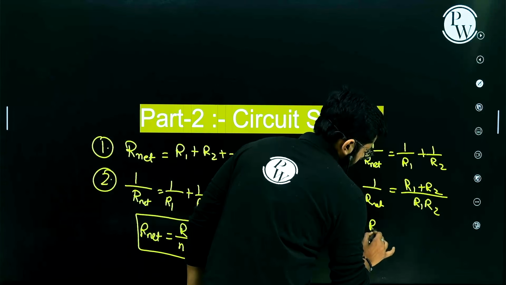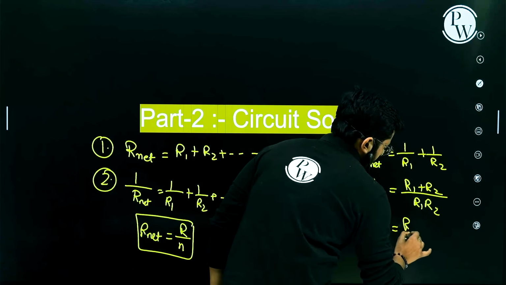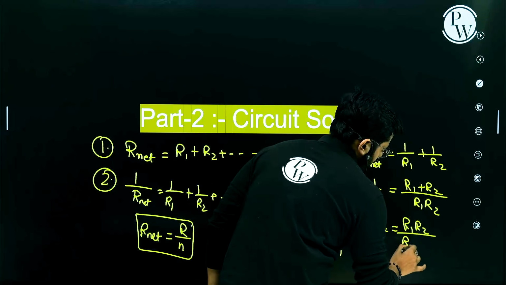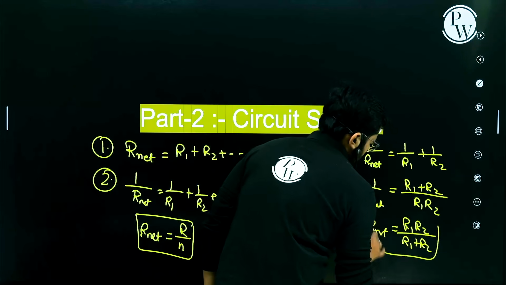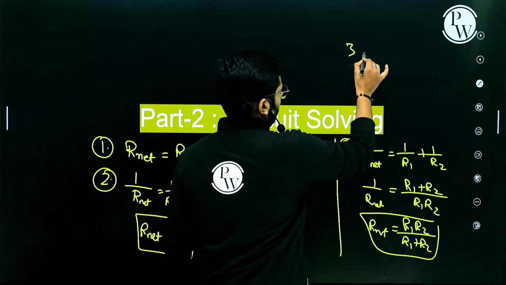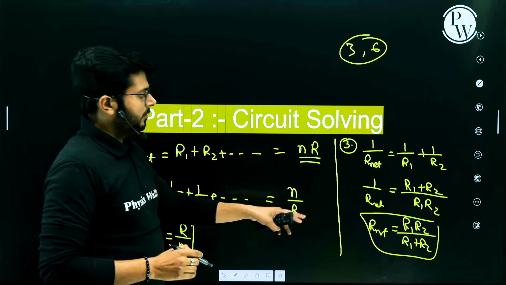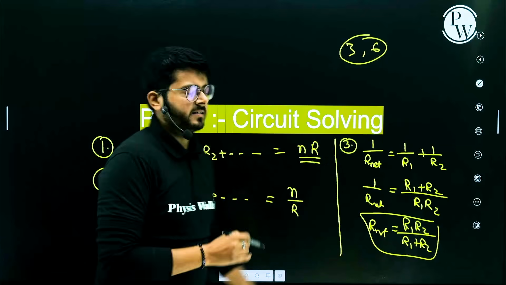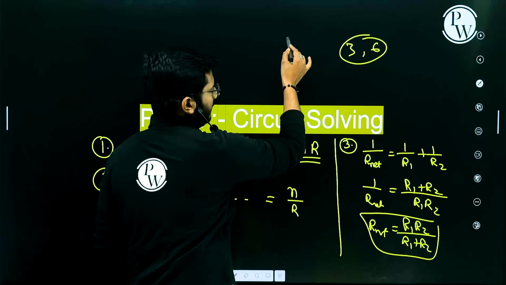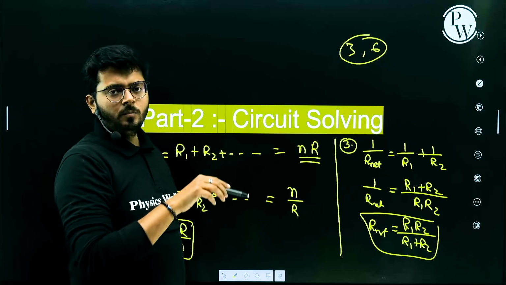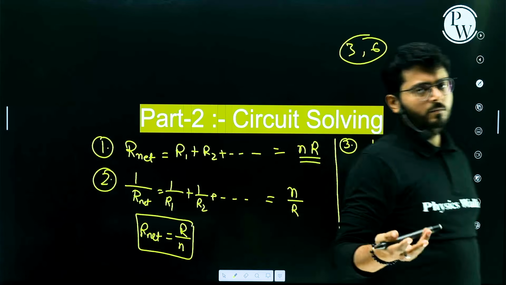So net resistance will become R1 R2 upon R1 plus R2, right? So if, let's say, 3 ohm and 6 ohm are connected in parallel, then the net resistance will be 3 into 6 upon 3 plus 6. So 3 into 6 is 18 and 3 plus 6 is 9. 18 upon 9 is 2 ohm. So net resistance will become 2 ohm, right?